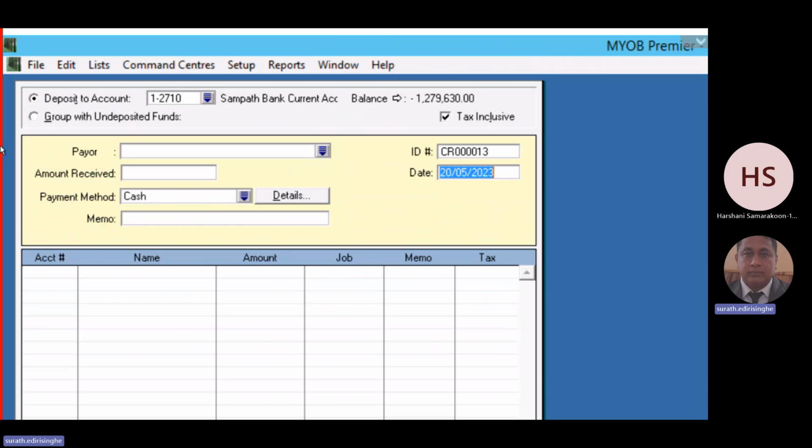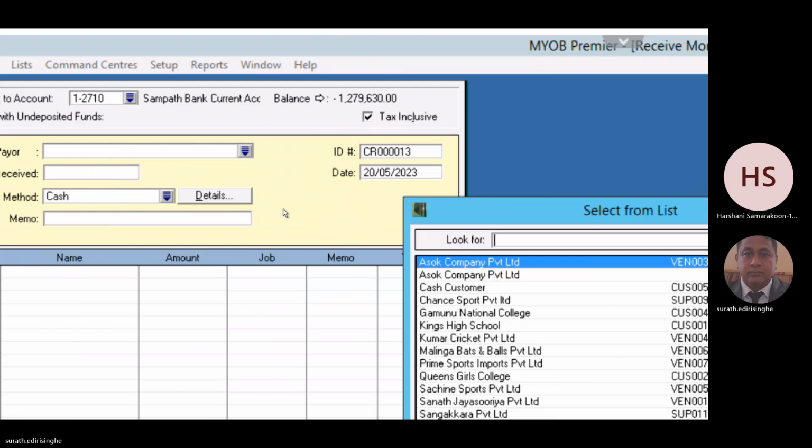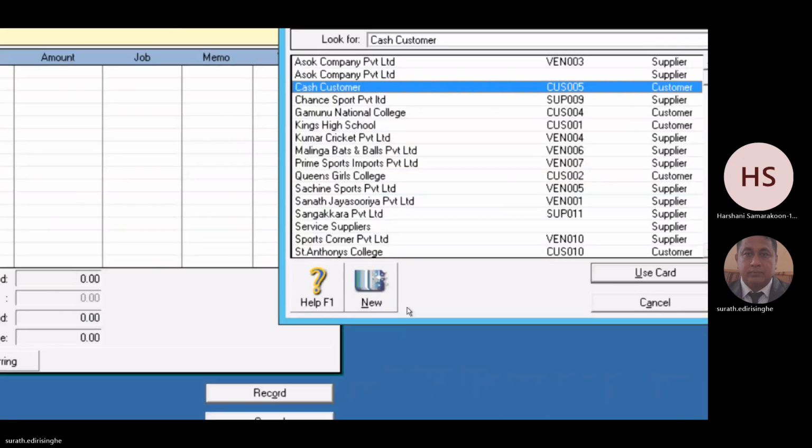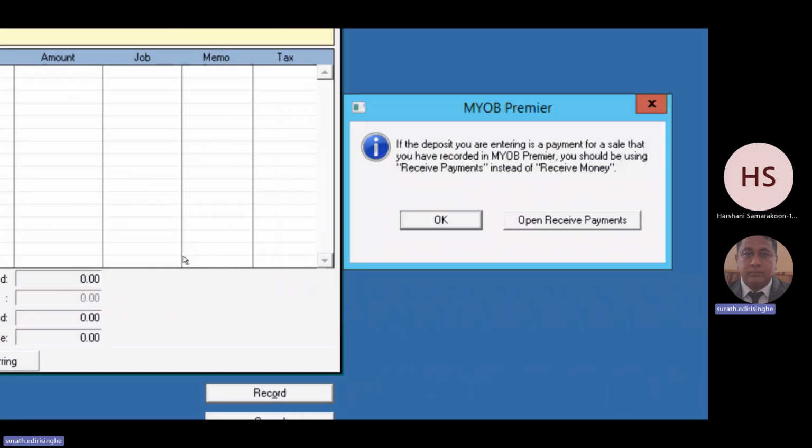First, you have to clearly identify my collection account, my Sampath current account. Payer, I select cash customer. Actually, look at the message there. If the deposit is payment for sales that you have recorded in MYOB Premium, you should use receive payment instead of receive money. Got this point? Now I click OK.